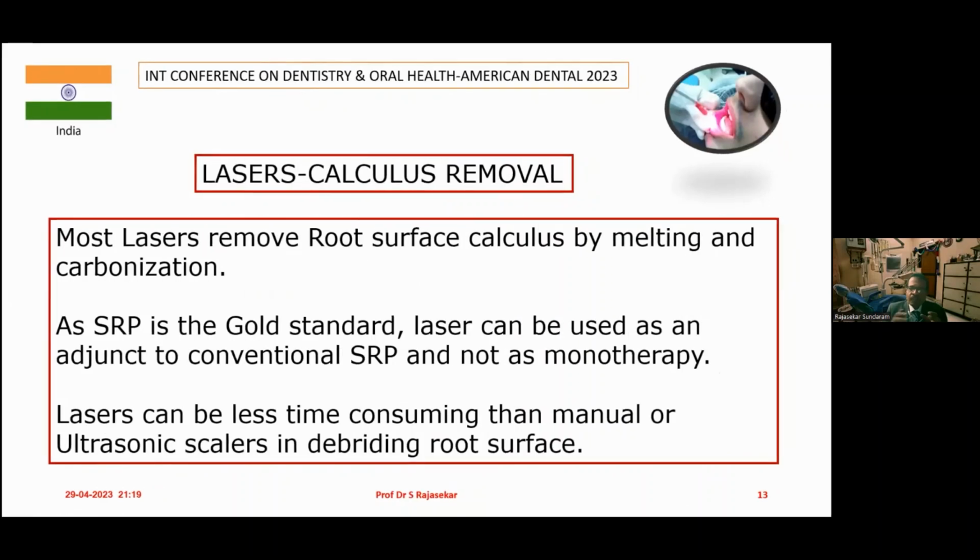So coming to calculus removal, most of the lasers remove the calculus by melting or by carbonization. SRP always is a gold standard. Scaling and root planing cannot be replaced. It's a gold standard. So lasers can be used only as an adjunct to conventional SRP and not as monotherapy. Lasers can also be less time consuming compared to manual instrumentation or ultrasonic instrumentation.